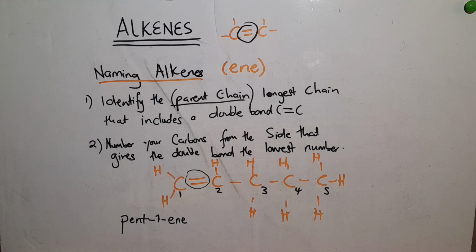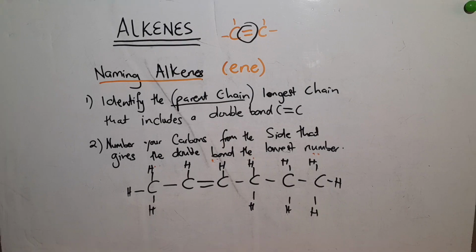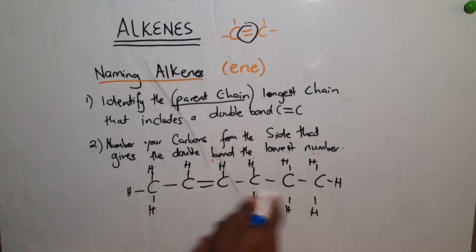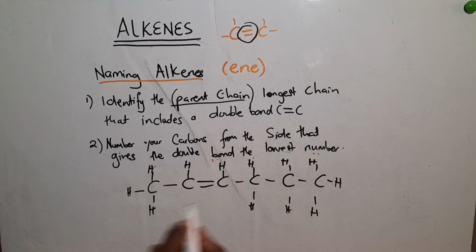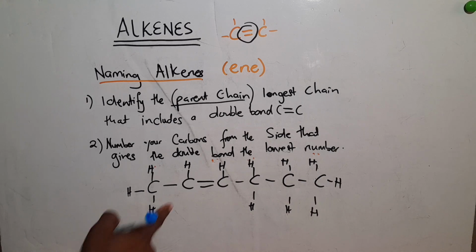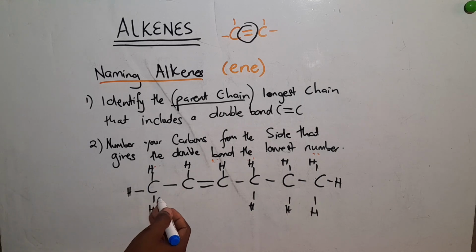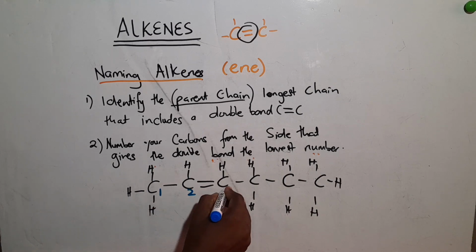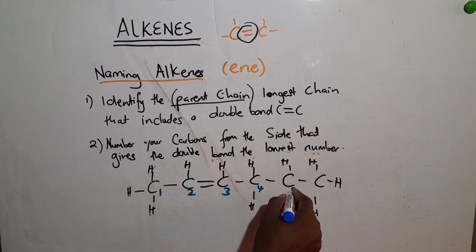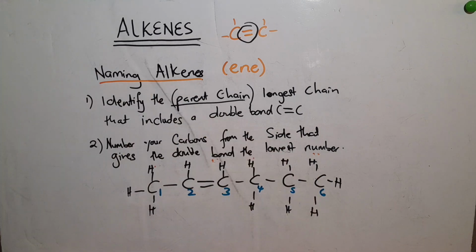So maybe let's try another one again. So let's try this one out. So again, like we did on the previous one, we first identify the longest chain, which is the parent chain, right? So this is the longest chain, the parent chain, and we are going to number the carbons from the side closest to the what? To the double bond. So obviously this side is closest to the double bond, right? So this will be 1, 2, 3, 4, 5, and 6, right?